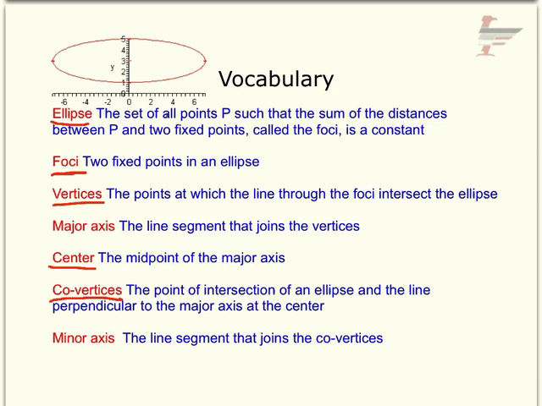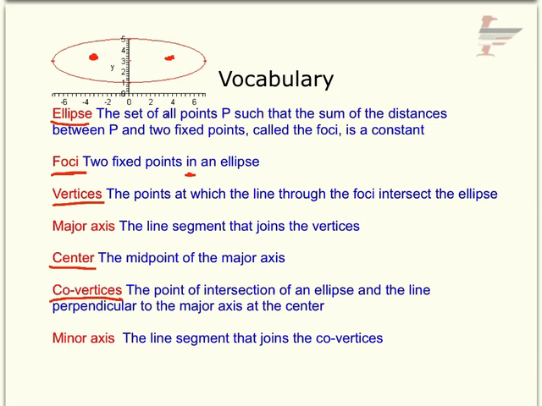An ellipse is the set of all points P such that the sum of the distances between P and two fixed points, called the foci, is constant. That probably makes no sense. I'm going to give you a visual in a second, but first I want to make sure you understand what foci are. With the parabola, remember we talked about having a focus point. With an ellipse, foci is just plural for two focus points. So you have two fixed points and they're called foci, and they're always inside the ellipse.